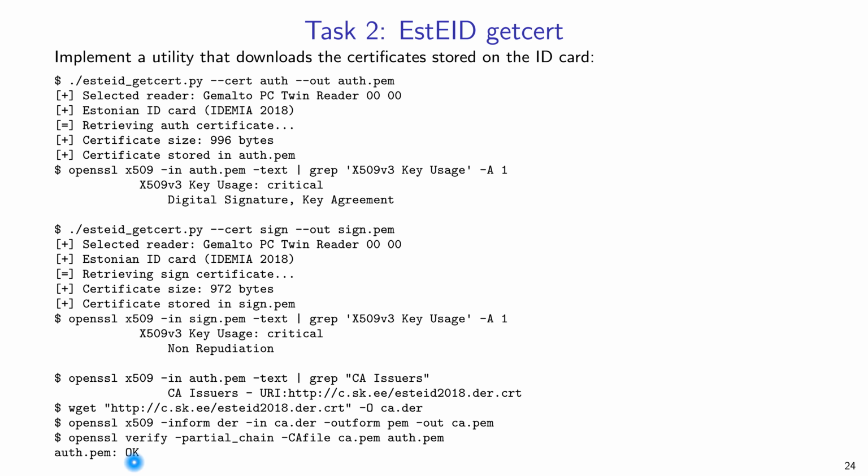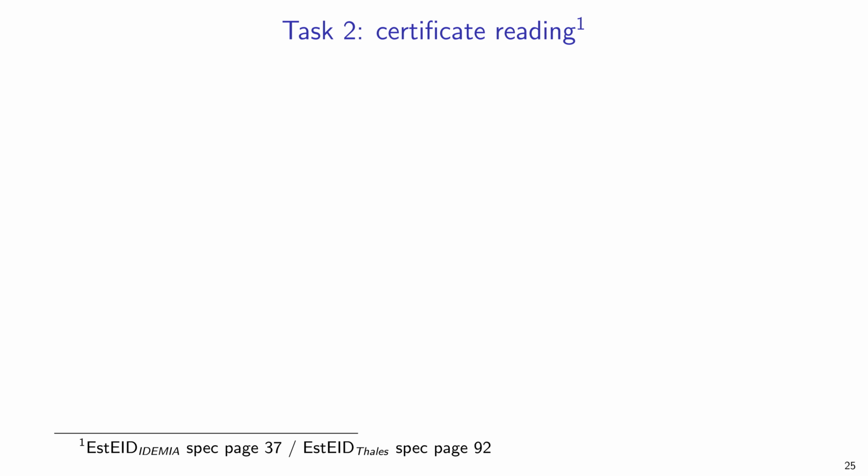It should show OK here. If it shows an error, the certificate most likely is corrupted. Please note that this is an example based on my certificate, and your certificate can contain a different issuer CA here. So how do we read the certificate?